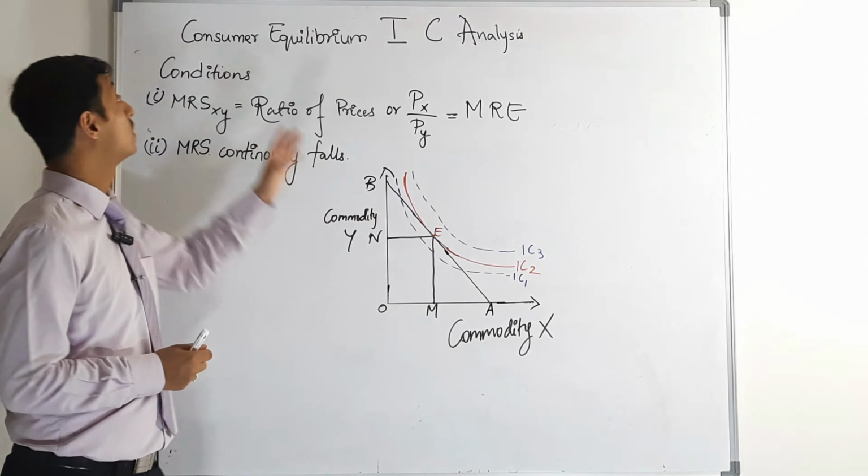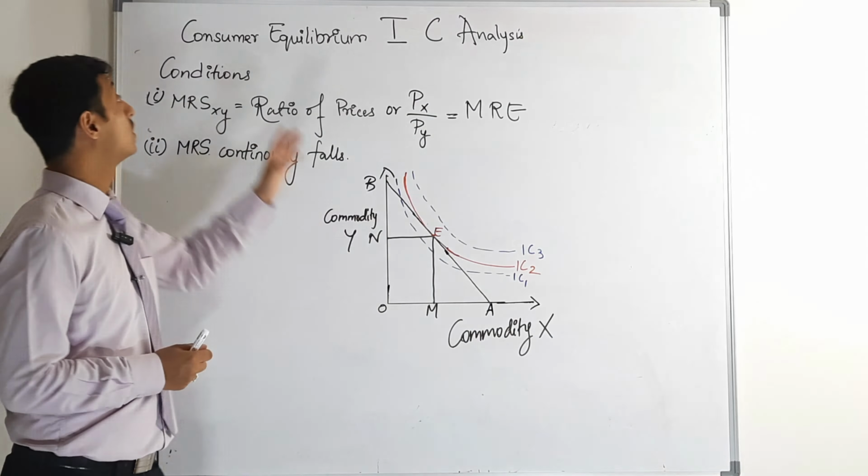You see? Okay, then the second condition is that MRS should continuously fall. Once the equilibrium is achieved, then after that the MRS should continuously fall. That means the indifference curve should be downward sloping. It should be downward sloping continuously.